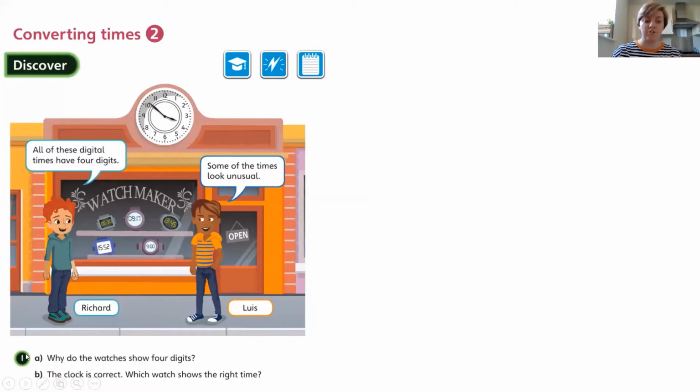Now, question 1A is, why do the watches show 4 digits? And question 1B, the clock here is correct. It's showing the correct time for now. Which watch shows the right time? So it shows the time that matches this clock. Okay, have a go.